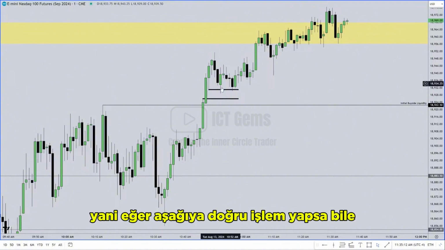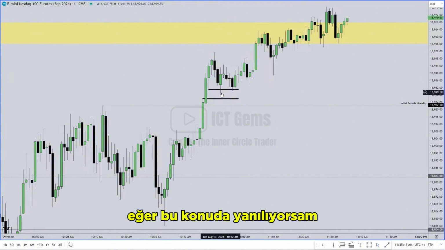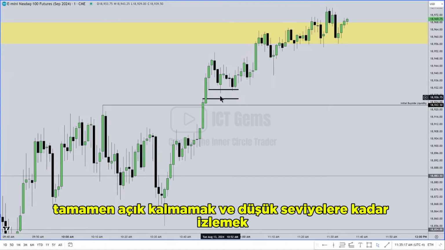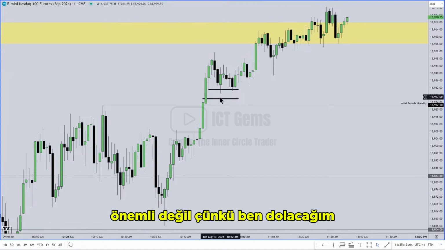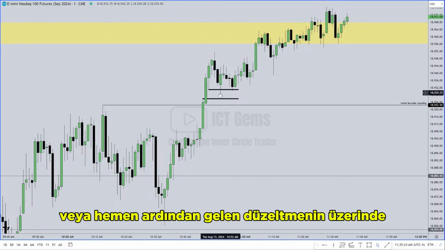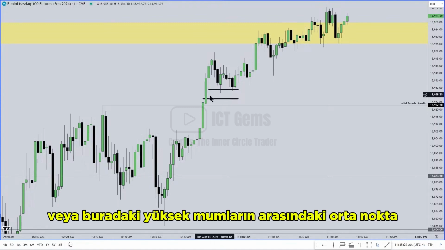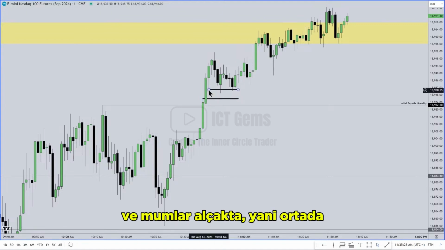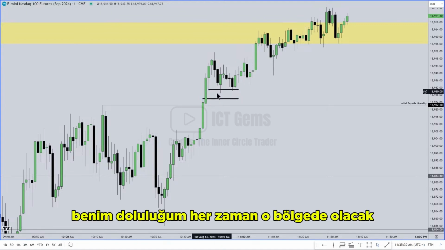So even if it did trade down into it, if I'm wrong about it not staying completely open and it trades down to the low, it matters not, because I'm going to get filled either at that candle's low or just above the consequent encroachment, or midpoint between the candle's high here and the candle's low, so halfway in between. My fill will always be in that area.